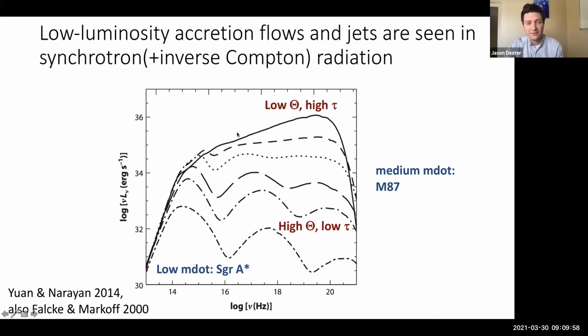And so eventually, if you go up to, say, the hard state of X-ray binaries, for example, you would get something that's more like a hard power law here. And M87's spectrum in this type of model would be somewhere in the middle, just to give you a sense of parameter space. Again, we will focus on the synchrotron radiation and this initial peak over here.